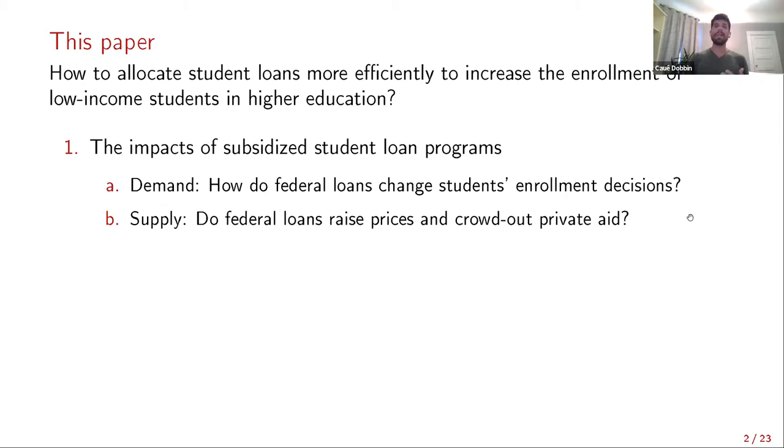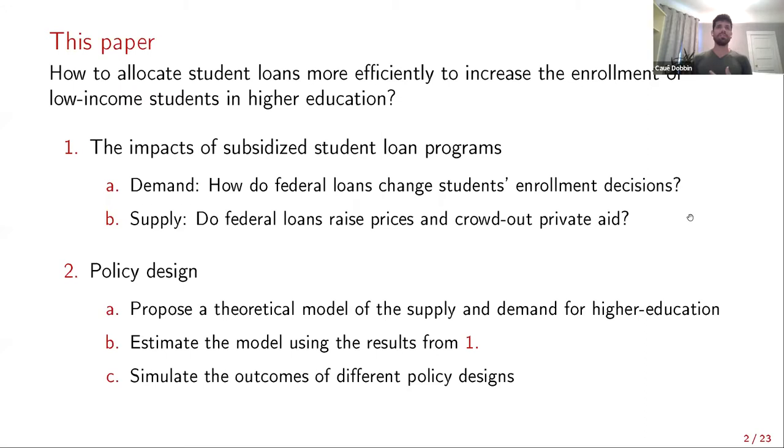And then we're going to try to make sense of these results to be able to say something about policy design. So we're going to begin by proposing a model of the supply and demand for higher education that tries to rationalize the results we got in part one. Then we're going to use these results from part one to estimate our model. And once we have this framework set up, we are going to use the estimated model to simulate the outcomes of different policy designs or different ways in which these resources could be allocated. Always within the framework of a loan program, but different ways of implementing this loan program, and see which of them delivers the best outcome.